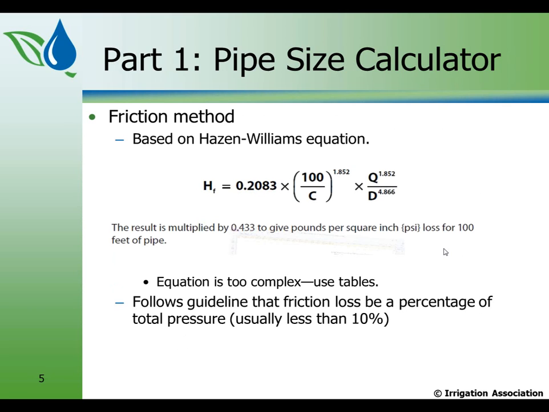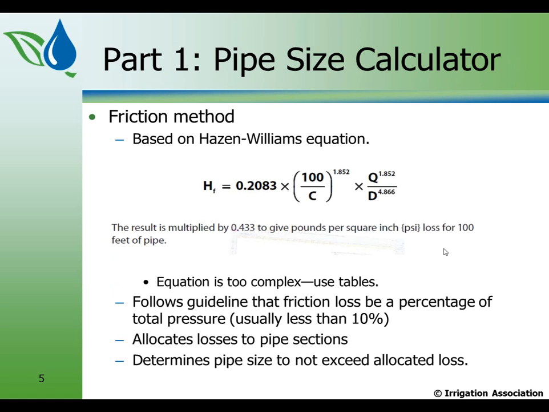In the friction method, we follow the guideline that friction loss be a percentage of the total pressure. And usually we say it should be less than 10%. In the calculator that I show, you can choose the percentage you wish to use. It allocates the losses to the pipe sections. In other words, if one section of the pipe represents 10% of the total length of pipe, then the amount of friction loss we can use in that pipe is only 10% of the total. It determines the pipe size to not exceed the allocated loss.